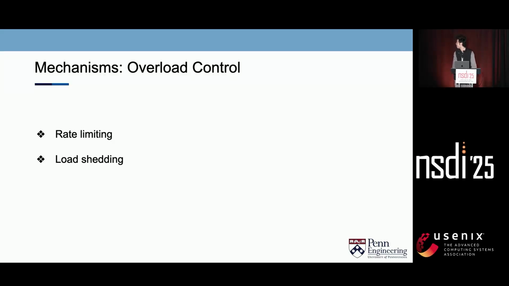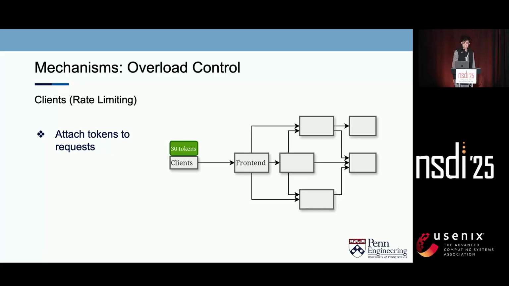Okay, and then now everyone knows the price, and we are ready to take any control actions. We have 2 sides of actions. First is rate limiting, and second is load shedding. For rate limiting, as I mentioned, the client needs to attach tokens to the request. Now say this client has 30 tokens, and attaches 20 to the request. Now it has only 10 left in its token pool. It's going to wait and limit itself and back off. This is how the rate limiting mechanism works.